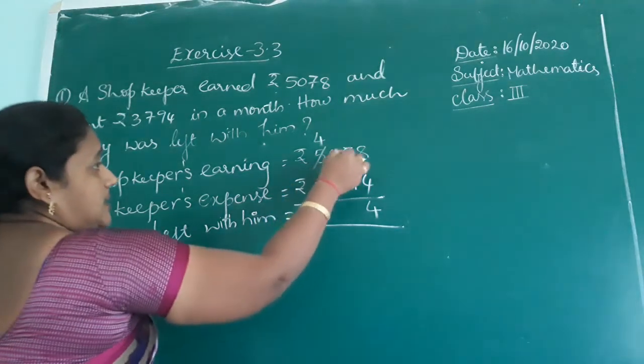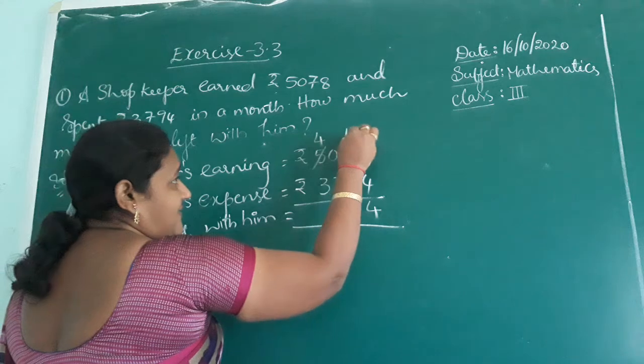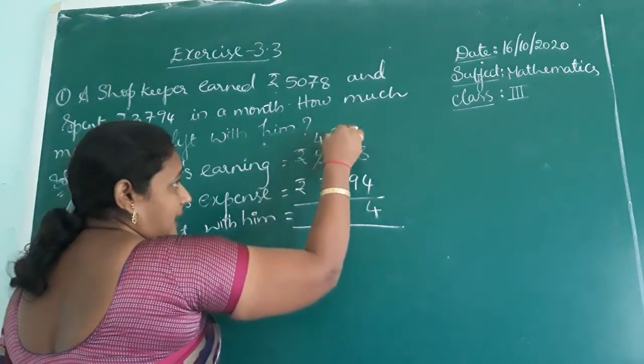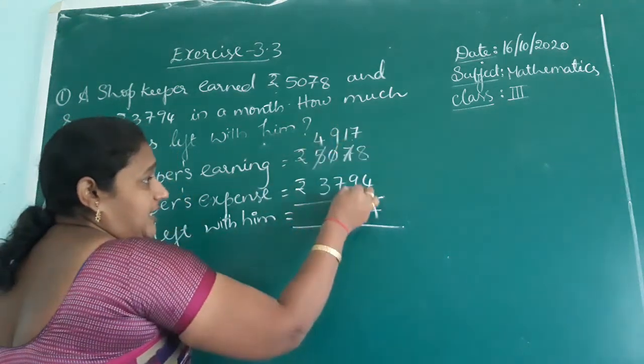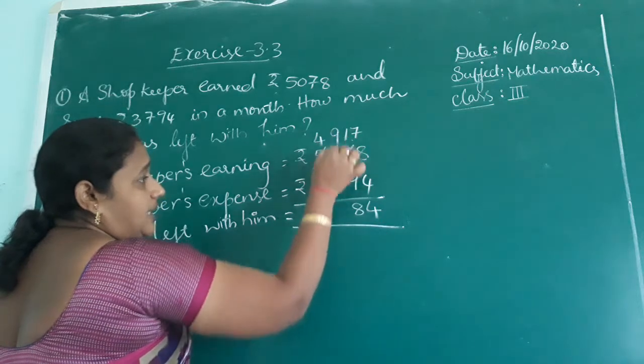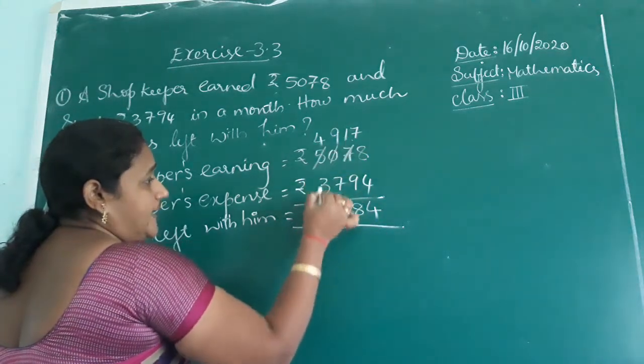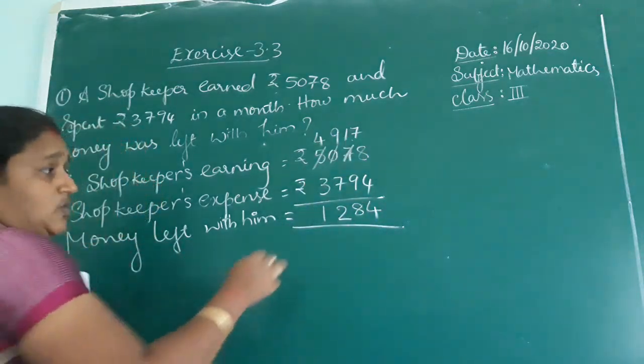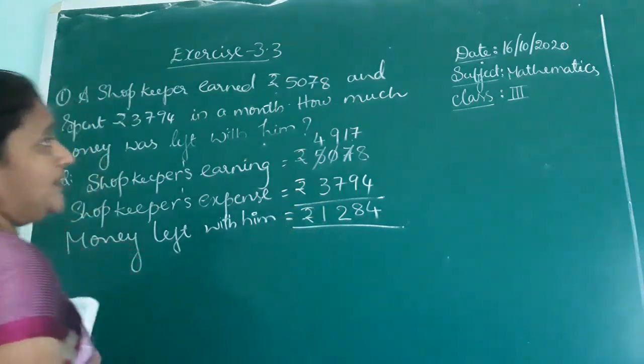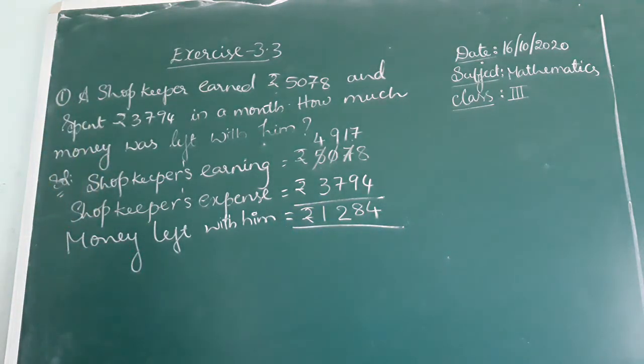Next. The number becomes 10 plus 7, 17. And before 10, before 9 will come. So 17 minus 9, 8. 9 minus 7, 2. 4 minus 3, 1. 1,284 rupees he got. Okay. See the next sum, children.